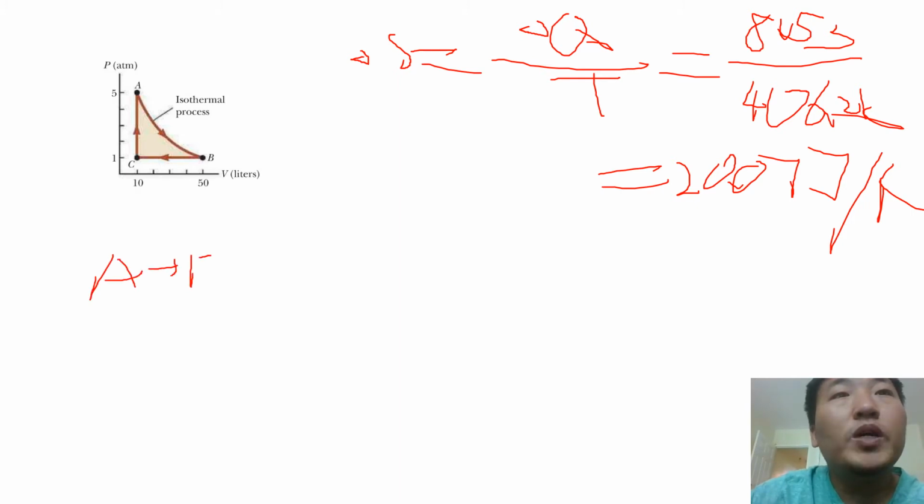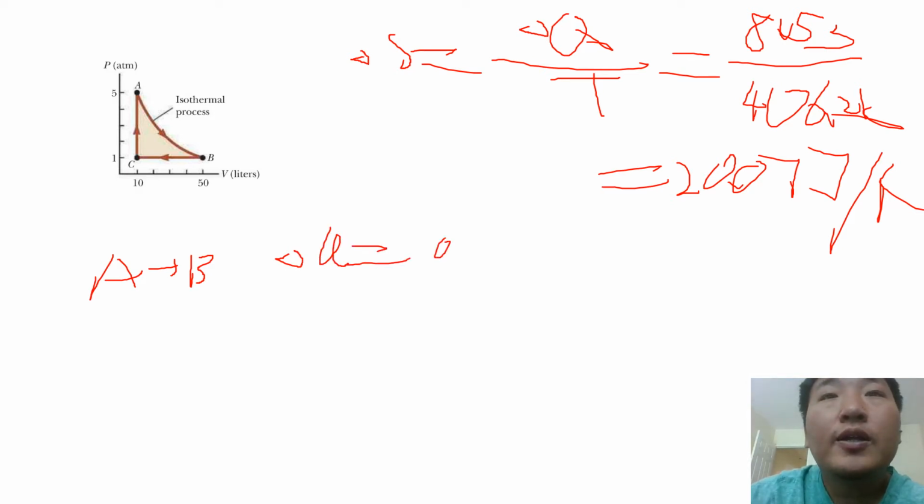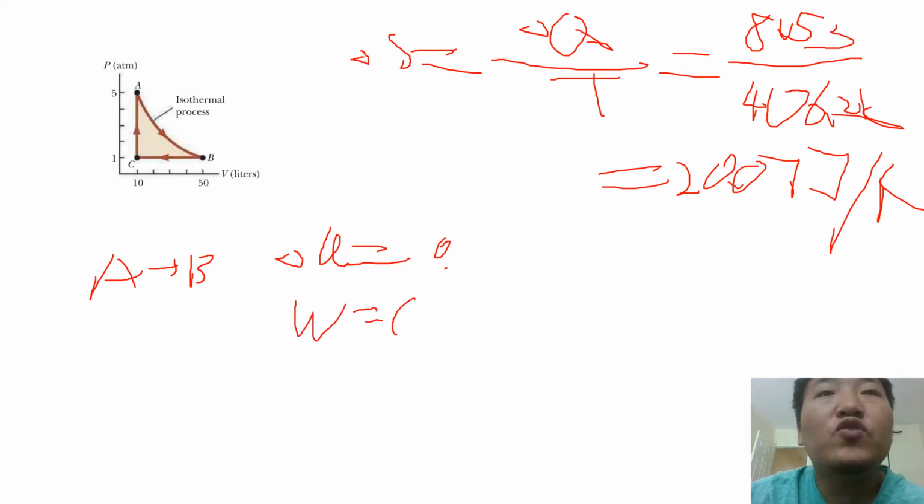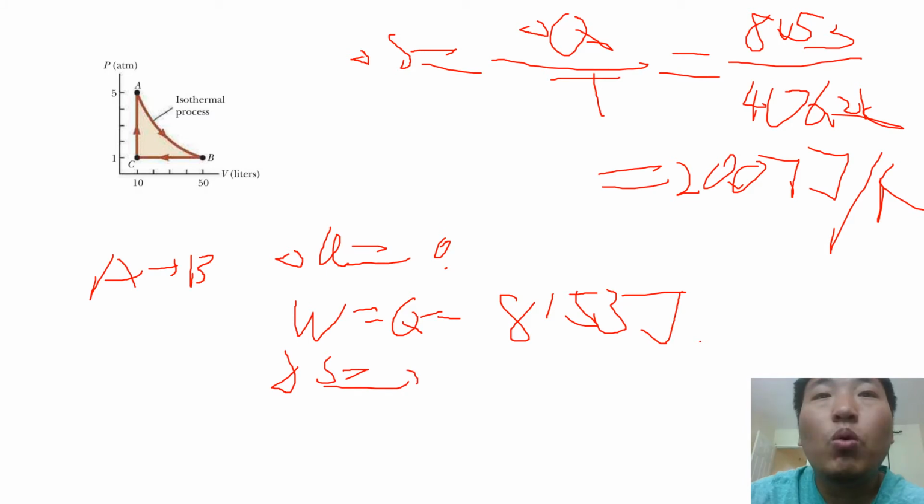So in A to B, because it's isothermal, there is no change in temperature, which leads to the internal energy not changing. And then the work done is equal to the heat transferred, which we calculated previously as 8,153 joules, and the delta S we got previously is 20.07 joules per Kelvin. That's for the A to B process.